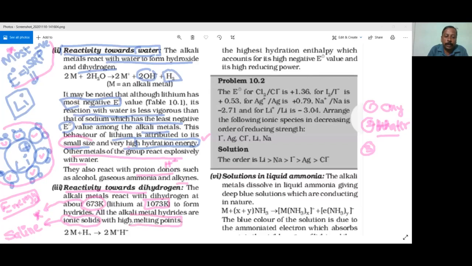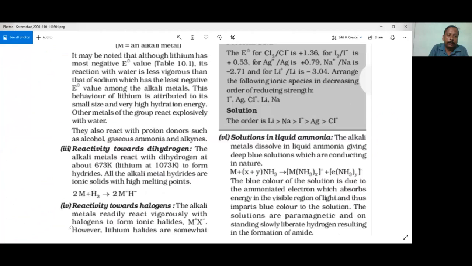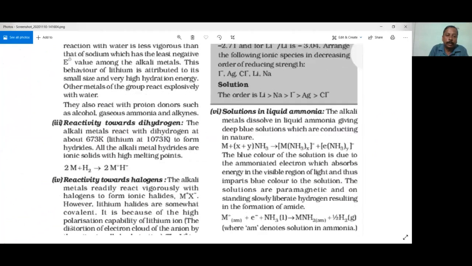So saline hydrides. There are a few types of hydrides: covalent hydrides, molecular hydrides, interstitial hydrides. These are of which type? Saline hydrides. Types of hydrides is a topic of hydrogen and its compounds. I already made a video lecture on that, you can check it. Now let us see the next paragraph. What does the next paragraph say? Reactivity towards hydrogen, they form the ionic hydride.